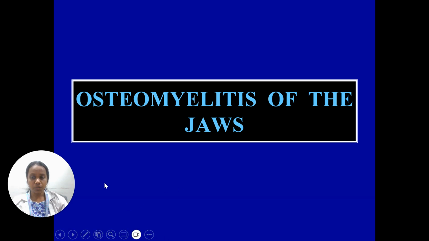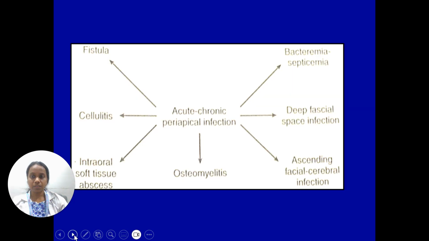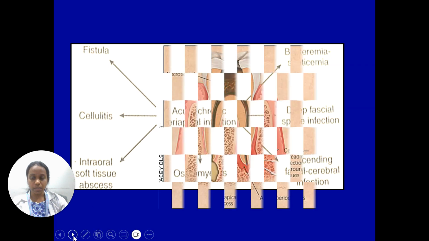So, as we try to understand how the odontogenic infection leads to the osteomyelitic condition, when we see there is acute or chronic periapical infection, it has various pathways of spread, that is fistula formation, cellulitis, intraoral soft tissue abscess, bacteremia, deep facial, ascending or descending infections, and osteomyelitis. Once it reaches the medullary space of the bone, it leads to osteomyelitis.